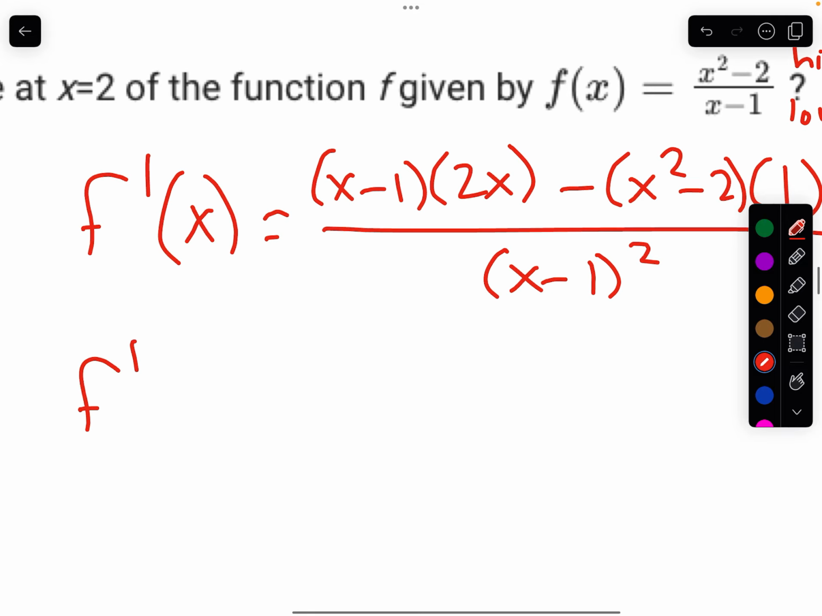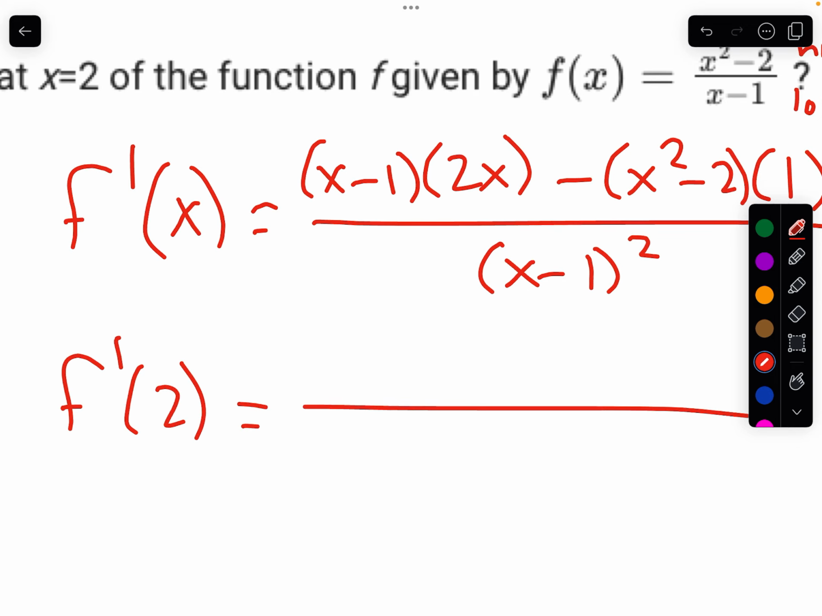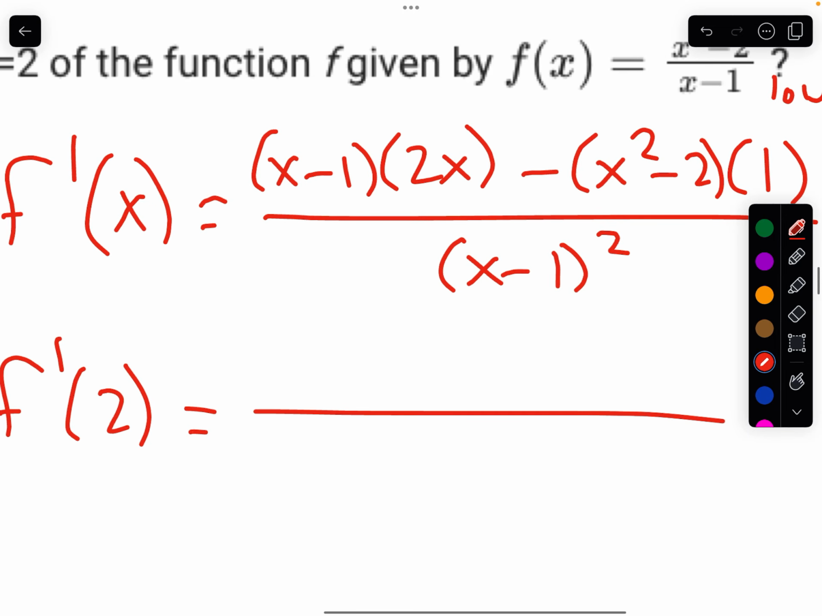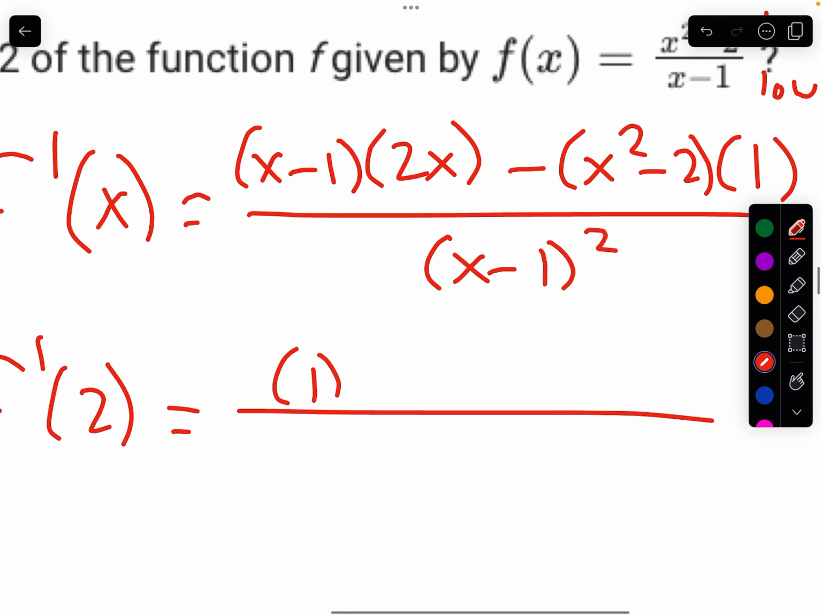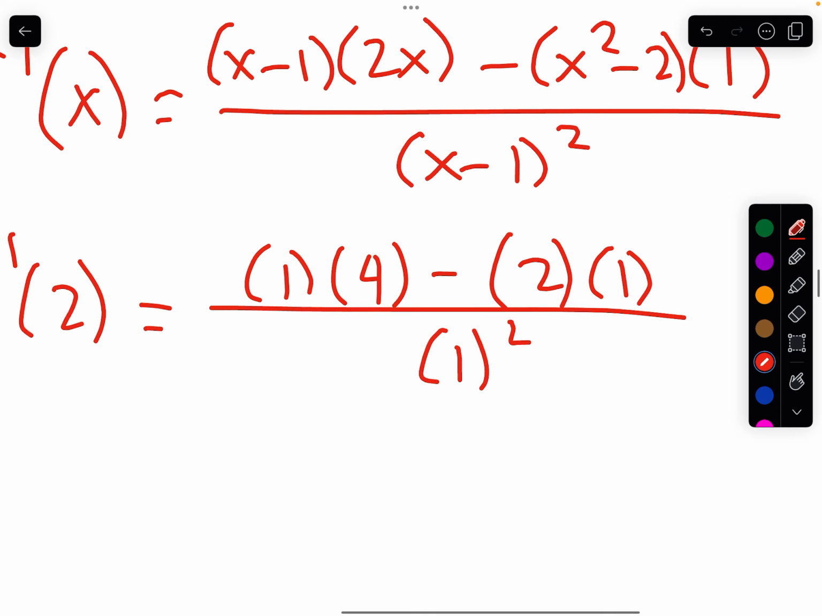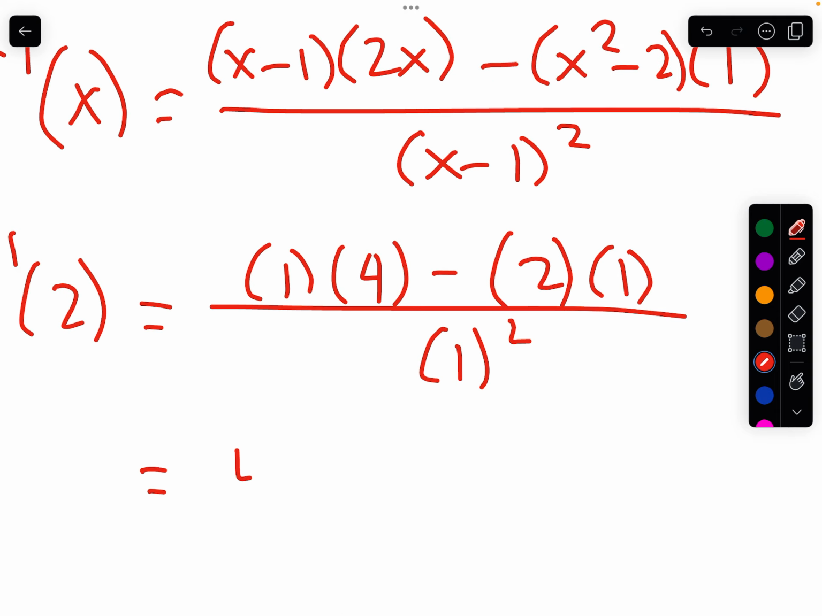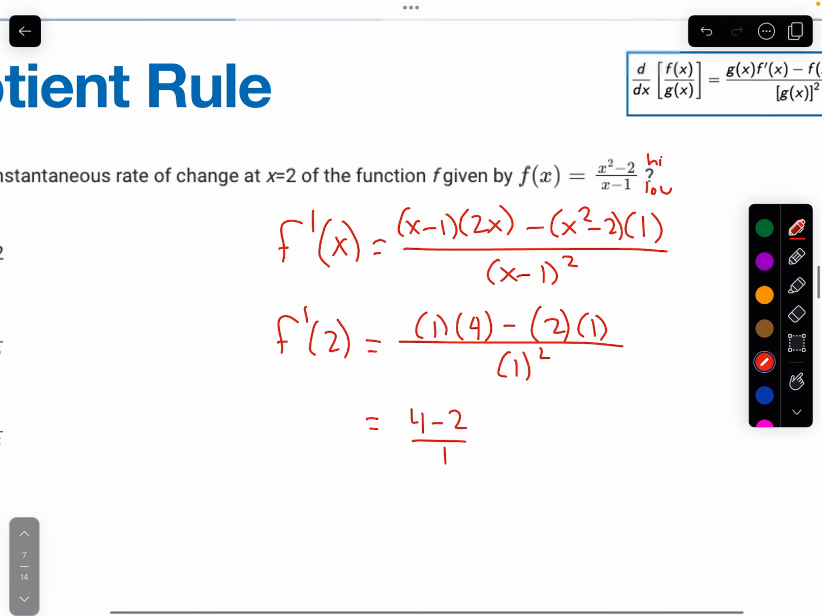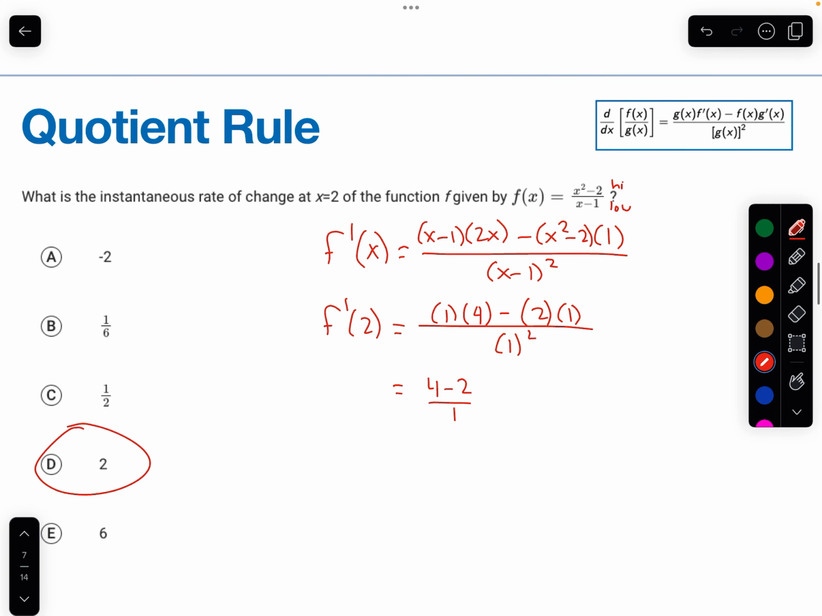Remember, at the end of the day though, we're trying to find the instantaneous rate of change at x equals 2. So maybe let's just plug in 2 and start working with some numbers as soon as we can. We got 2 minus 1, 2 times 2, 2 squared minus 2, all over 2 minus 1 squared. What do we have here? We have 4 minus 2 over 1. That's 2 over 1. That's 2.